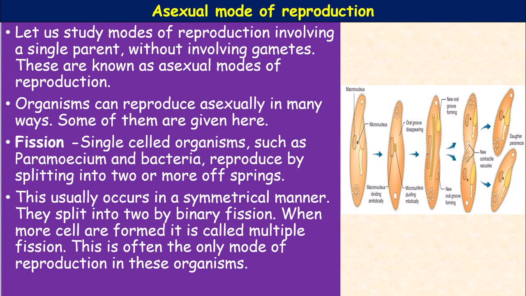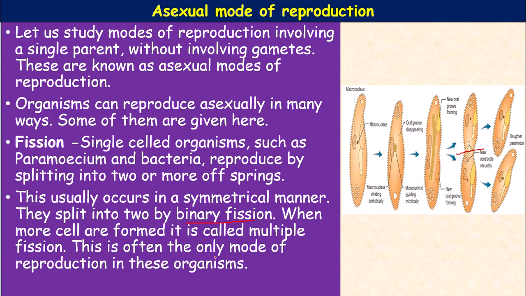The constriction will extend even into the body wall, or plasmalemma, and finally it divides the animal into two equal halves, with all the content present inside the animal equally distributed. So two daughter paramecia are formed in the end. Here only one parent is involved. The two individuals are produced by a process called binary fission. When more cells are formed, it is called multiple fission.